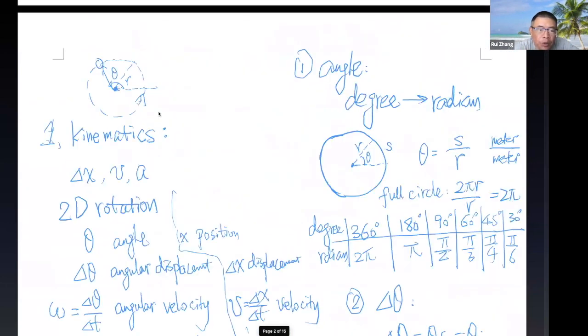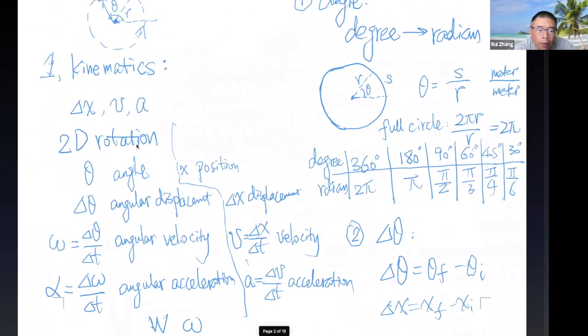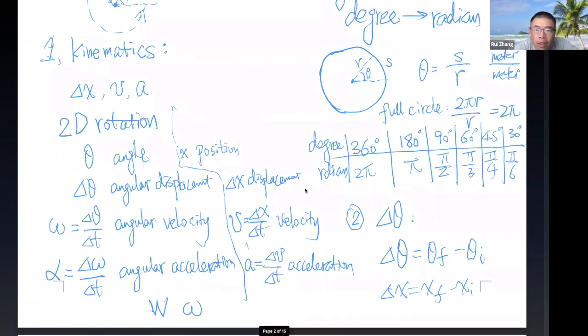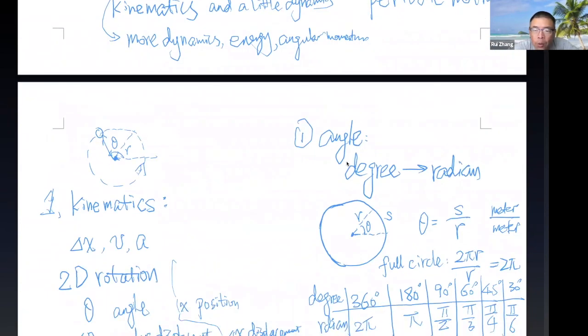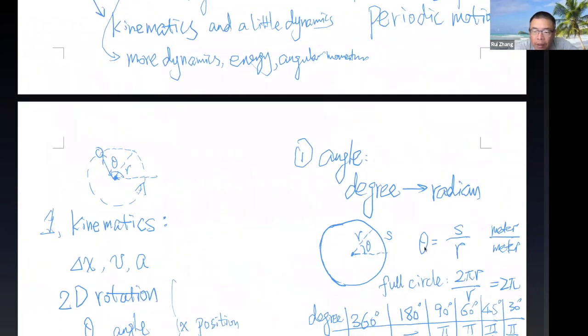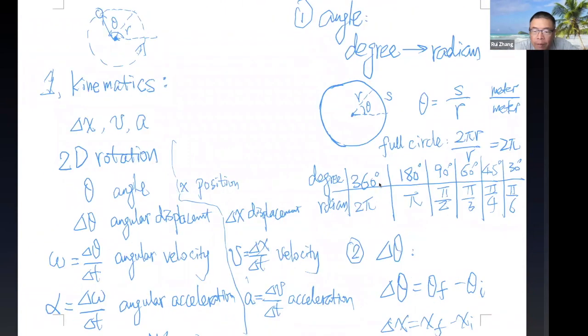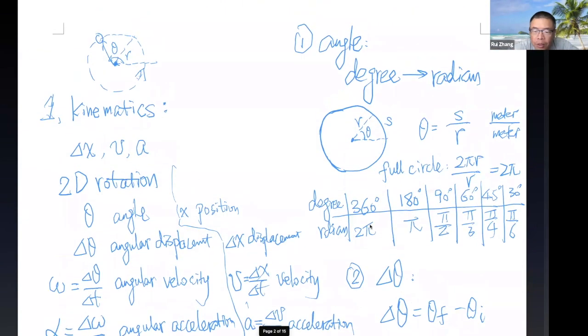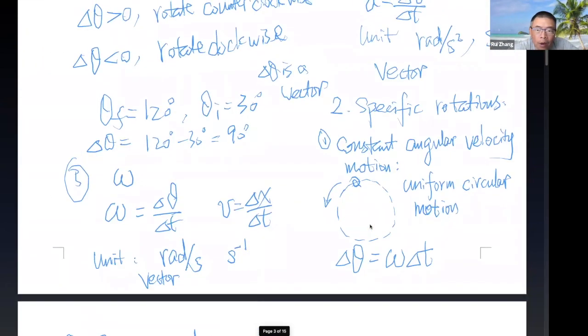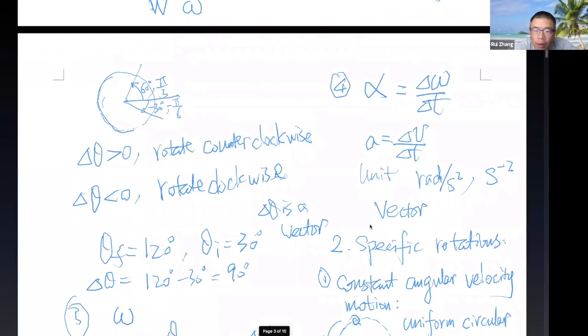So we start by introducing the kinematic quantities, very analogous to what we did in chapter 2. We had angle instead of position, angular displacement instead of displacement, angular velocity versus velocity, angular acceleration versus acceleration. Then we introduced a new unit called the radian. It's defined as arc length divided by the radius, for the angle. And then we have the corresponding quantities, theta, omega, alpha, et cetera.